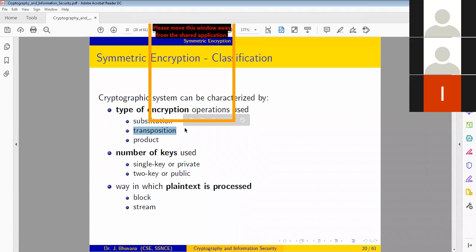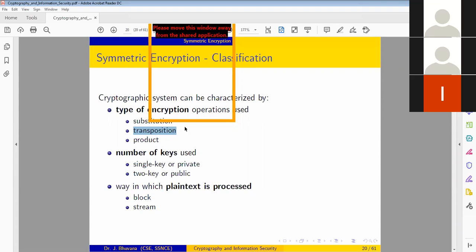And third one is, why do I simply apply the substitution or transposition? Why not I go for apply both? I do substitution, I do a transposition. I do a substitution and another level of transposition. If I have an interleaved kind of both substitution and transposition, I would call that as a hybrid approach, which is otherwise a product type of encryption. Okay, so what type of operation I'm going to perform inside the encryption will categorize the encryption techniques into substitution techniques, transposition technique, or the product techniques.